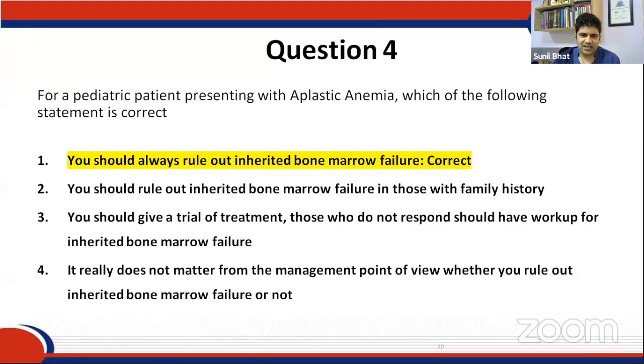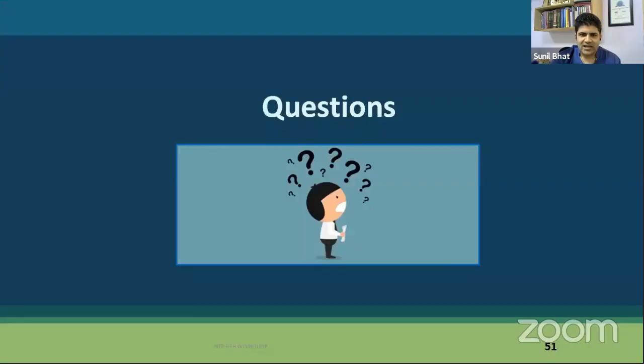So you should always make an attempt to rule it out, because as I showed you earlier, the treatment options and outcomes can be really different depending on the type of bone marrow failure, inherited versus acquired. So with that, I conclude.